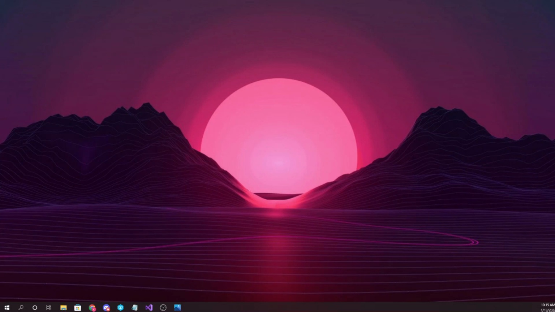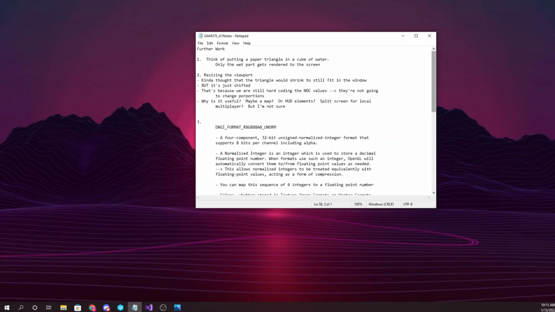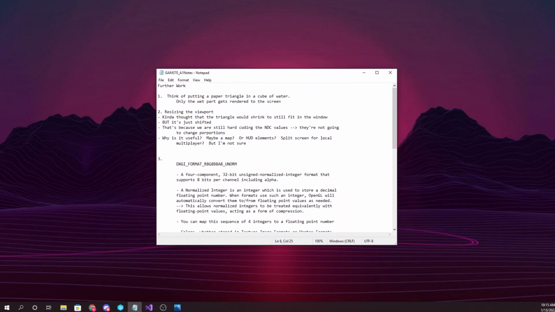And then for the last, there were 2 more. First one was resizing the viewport. When I did that, at first I thought that the triangle would shrink to still fit inside the window, but all it did was just shift. Once again, it's because we're just hard coding those NDC values, and they're not going to change proportions dynamically. We hard code them in.